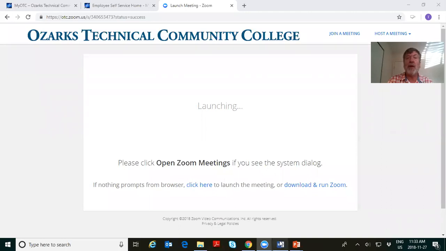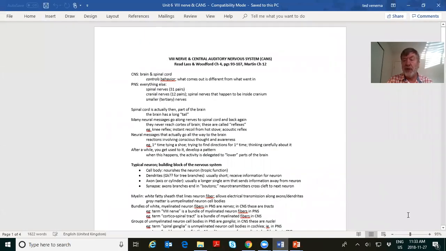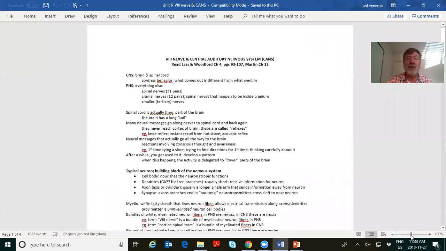Here we go. So let us share screen here. Share screen and go to the notes and see where we are. So pull up the notes here and you will see, of course, the notes for this unit, eighth nerve and central auditory nervous system. The things to remember here, I'll put a star by these things here, okay?